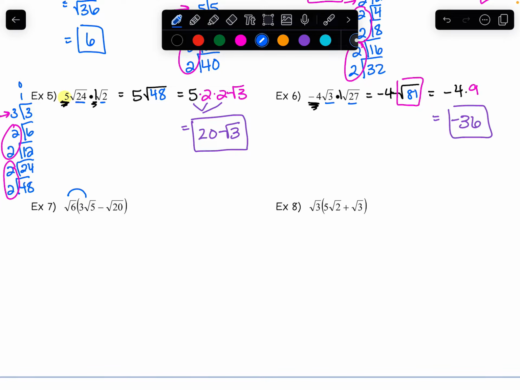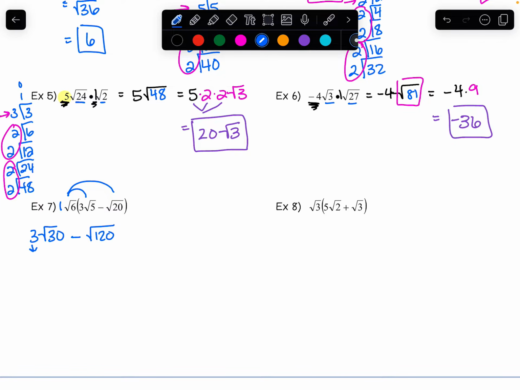The square root of 6 times 3 square roots of 5. Well, 1 times 3, if I multiply my coefficients together, is 3. And then I'm going to multiply my radicands together. 6 times 5 is 30. Minus the square root of 6 times the square root of 20. Well, 6 times 20 is 120. Now that I've multiplied, my next step is to simplify.